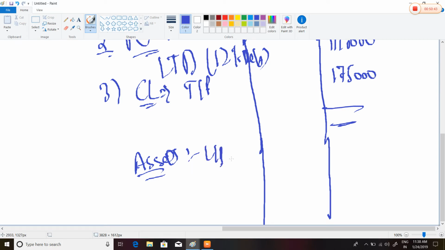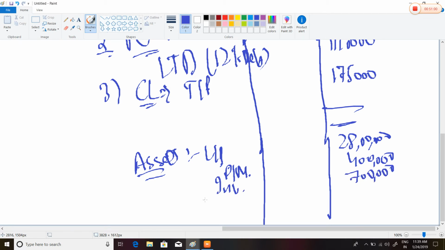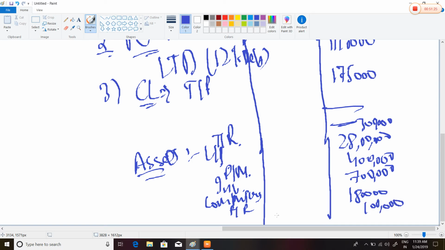Land and building 28 lakhs, plant and machinery 4 lakhs, then inventory 7 lakhs, trade receivable 3 lakhs, computers 1,80,000, furniture 1 lakh, investments 4 lakh, and cash and bank rupees 5,000. There was lack of space, so I didn't carry it down.